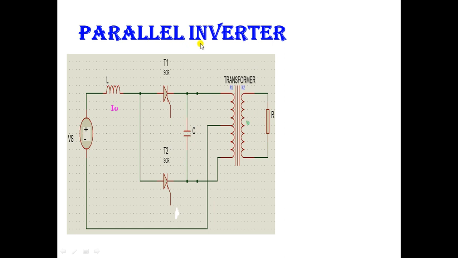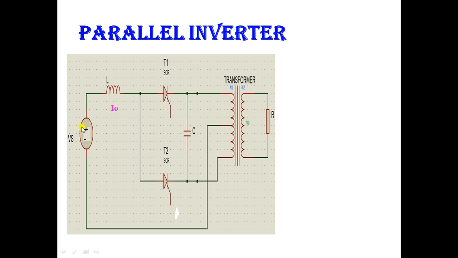Whereas in the series inverter circuit, the commutating components were the inductor and capacitor, L and C, which were connected in series with the load resistor R. So that circuit was called a series inverter, whereas here the commutating component is a capacitor connected in parallel with the load resistor R, and that is why this inverter is called a parallel inverter.